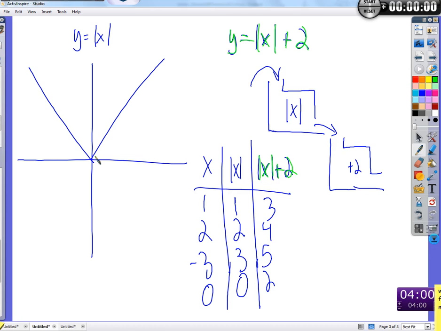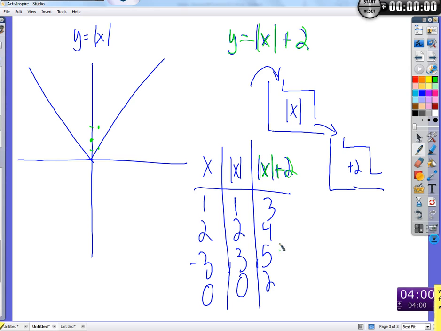Right? So yeah, the output of this function, we can look at it in a column and see the output of the absolute value of x and add 2 to it. Or we can see the output in a graph. The output at this point is 0. We add 2 to that, we get 2. We can go to this output. This output looks like maybe it's 1. We can add 2 to 1 and go up 2. Right? So that's up at 3. All of these points on this graph right here are going to increase by 2. So they're all just going to move up 2 on the graph. That's what it looks like on the graph.